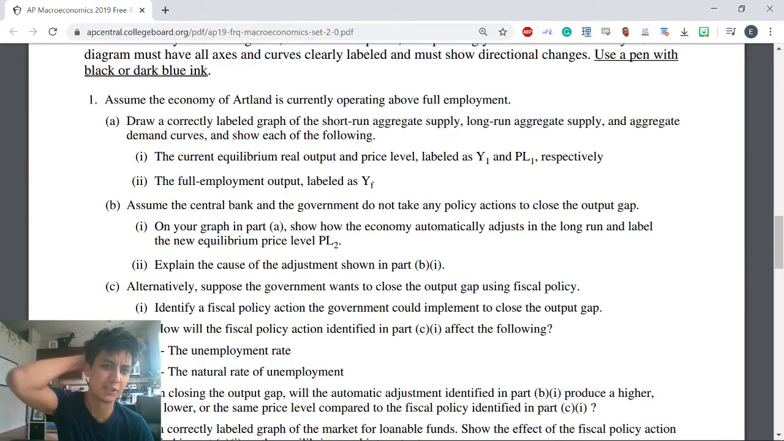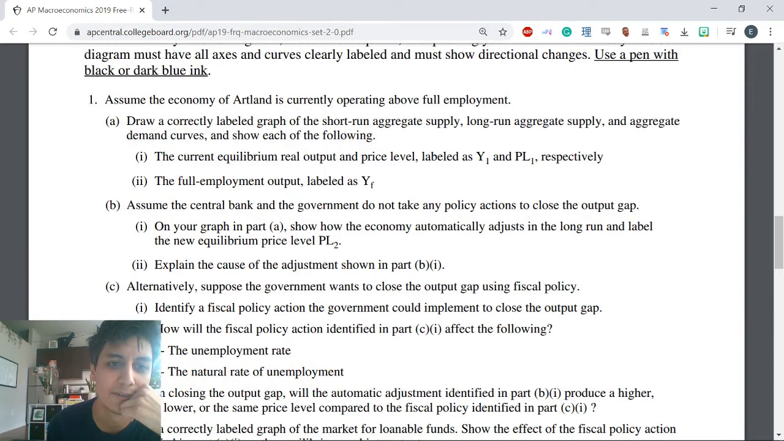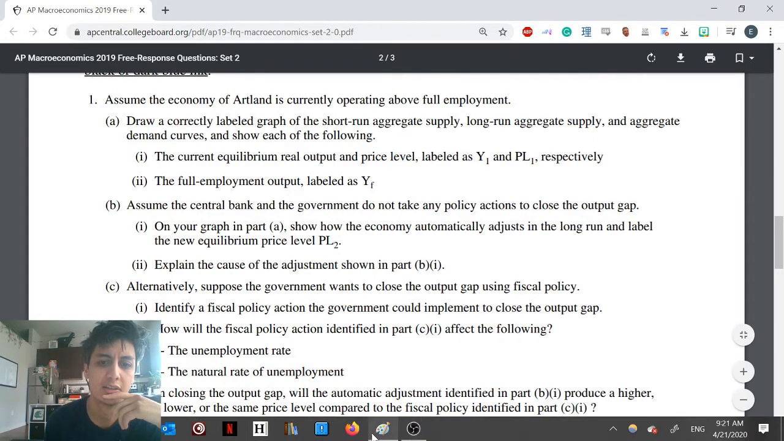And now it says assume the central bank and the government do not take any policy actions to close the output gap, which means that there's no fiscal policy and no monetary policy. Right, so we're just doing nothing. On your graph in part A, show how the economy automatically adjusts in the long run and label a new equilibrium, PL2. So we're going to draw on the same graph, and then we're going to explain off to the side.